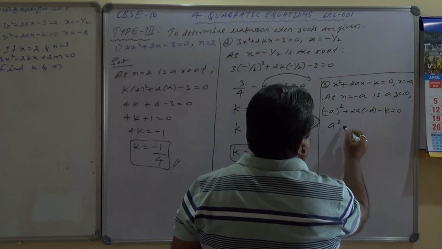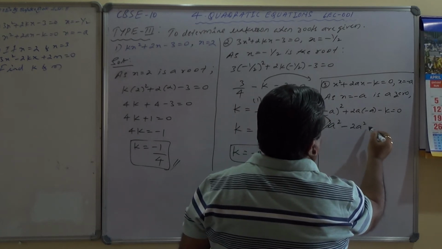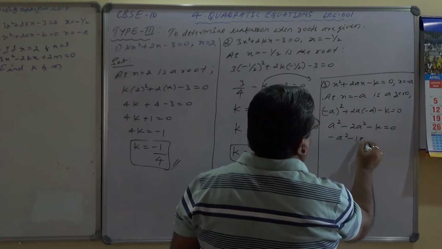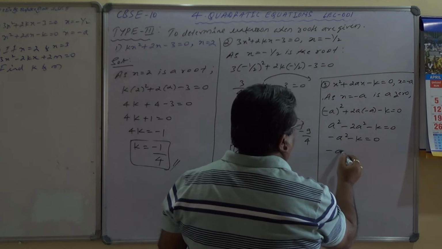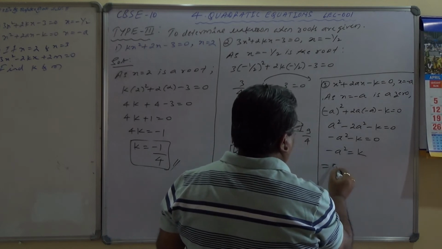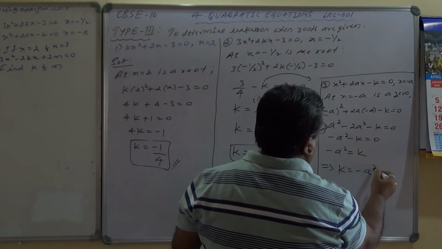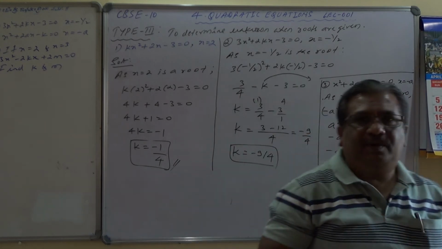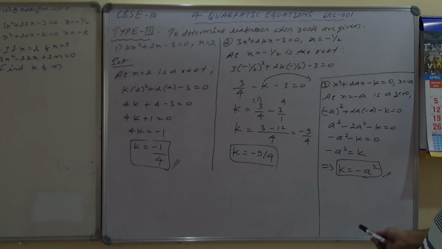a square minus 2a square. So this is minus a square minus k equals 0. So minus a square equals k, implies k equals minus a square. I hope you are able to understand all these things.